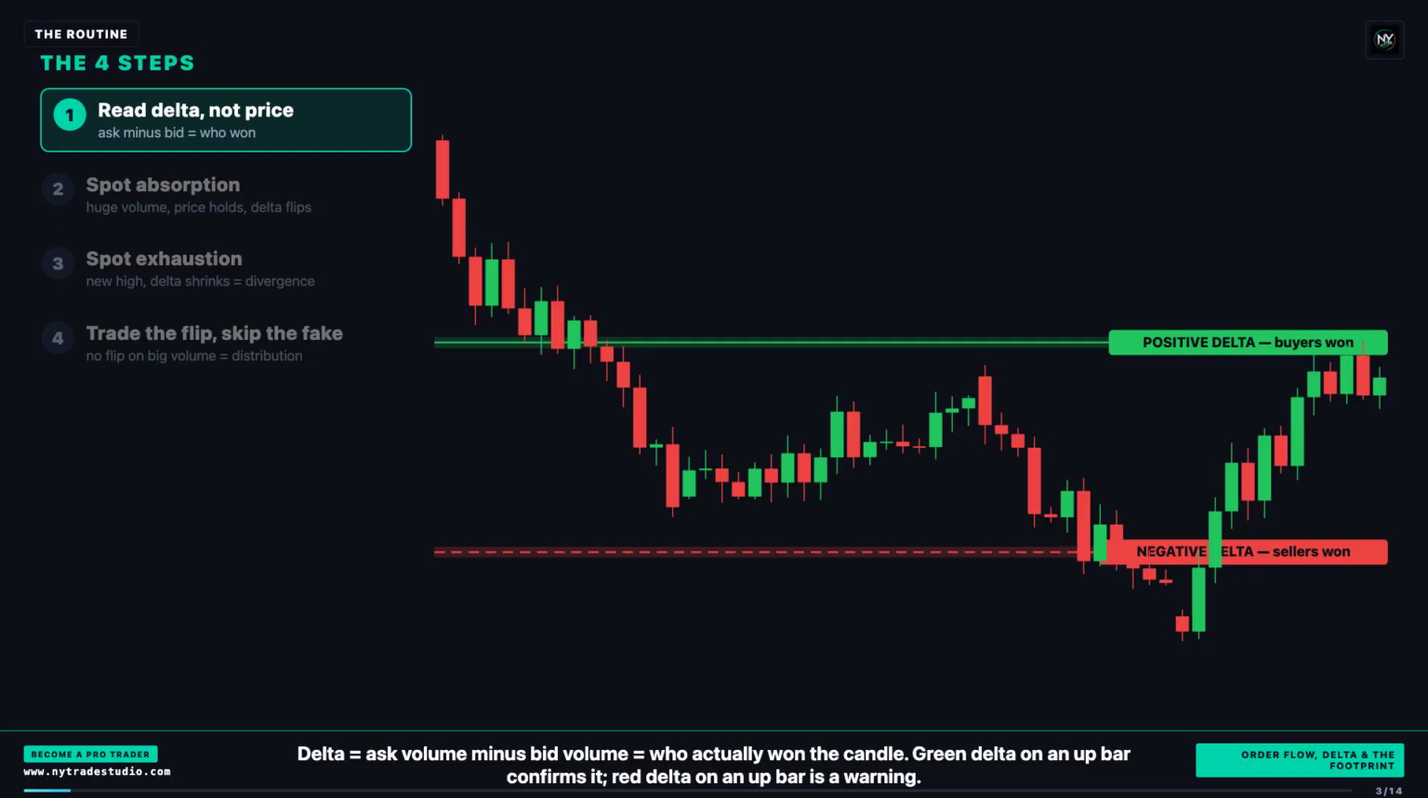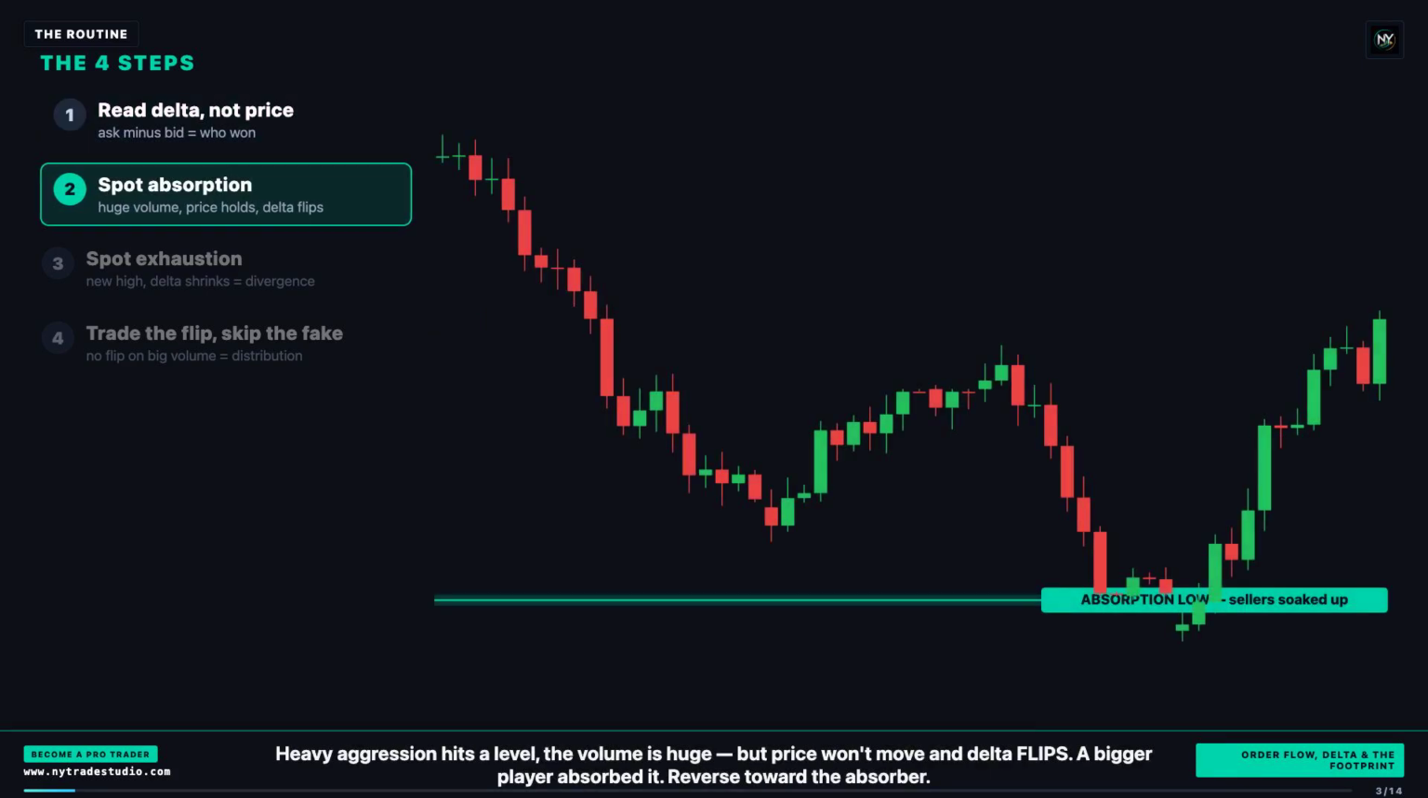that is a warning the move is fake. Step 2, spot absorption. You are watching for one thing, heavy aggression slamming into a level, the volume enormous, and yet the price will not move, and then the delta flips. That means a bigger player sat there and soaked up everything the crowd threw at the level. When sellers swing that hard and price holds, the next move is up, toward the one who absorbed them.